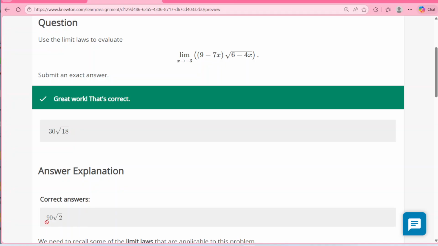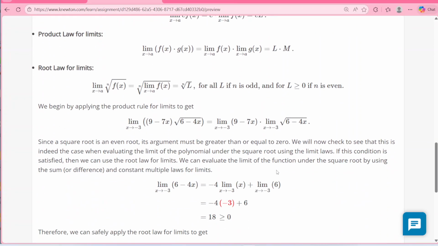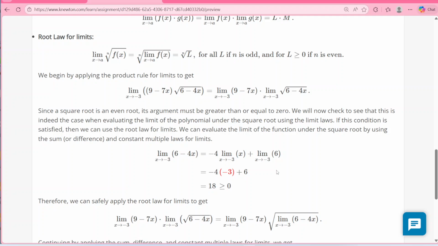So again, see how they have 90 times the square root of 2? It's only because they actually simplified the square root of 18 to be 3 times the square root of 2 and then multiply by 30. Once again, all the laws listed that were used here.